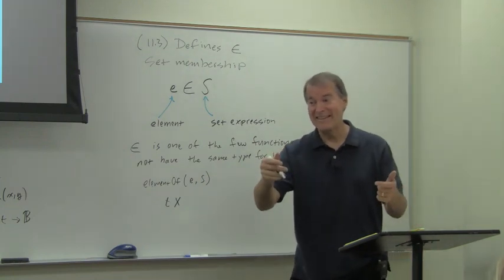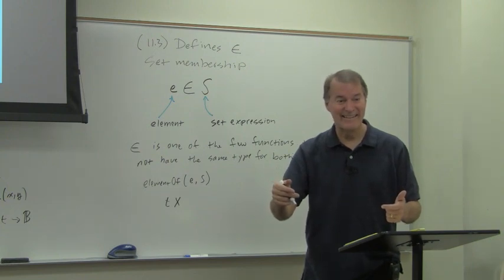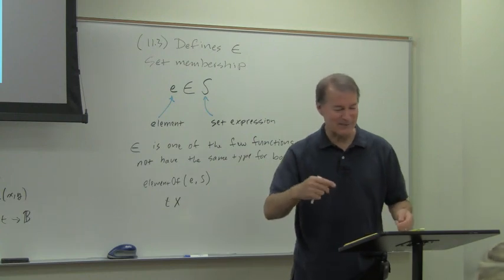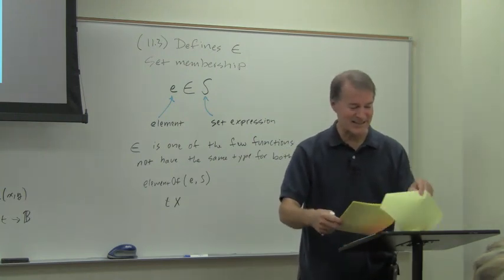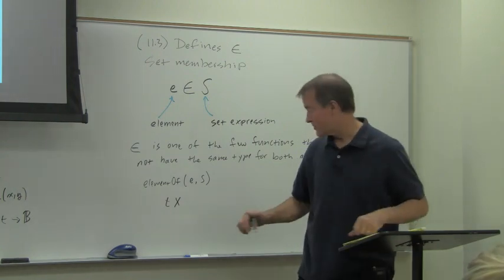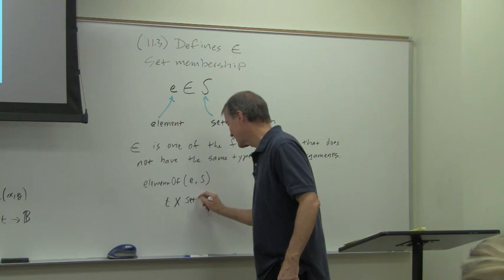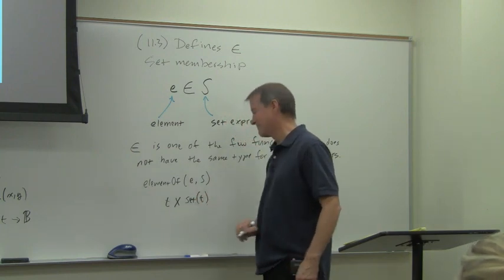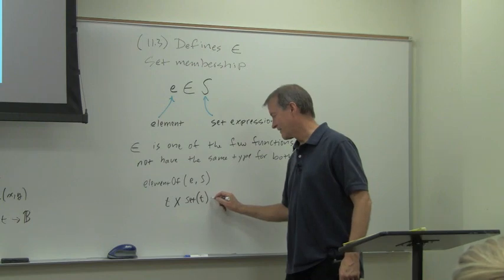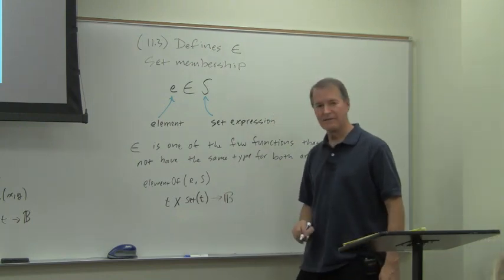Oh, we did this before. Set what? Do you remember what we said about sets? Look back in your notes. What did we say about the type? So this would be T cross set T, right? And then arrow Boolean. It still returns Boolean.